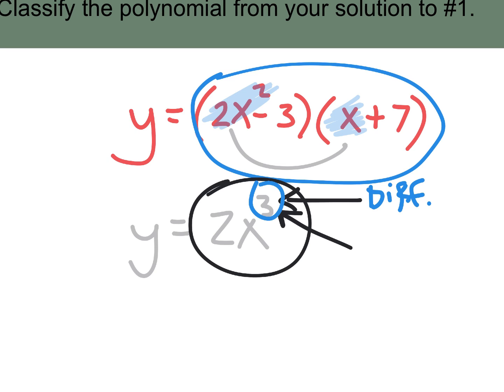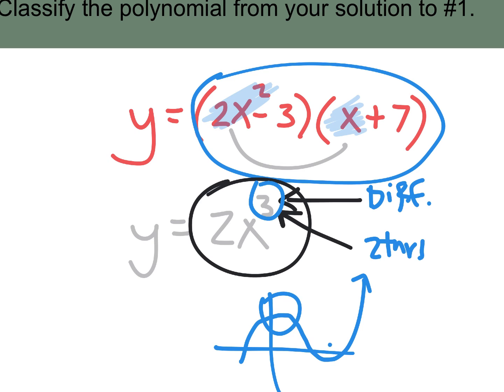It also tells you the number of turns. Truckee, do you know how many turns this is going to have? 2 turns. So if I was graphing it, it would go like 1 turn, another turn. That's a turn, that's a turn. Okay.